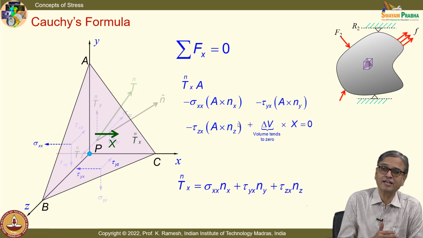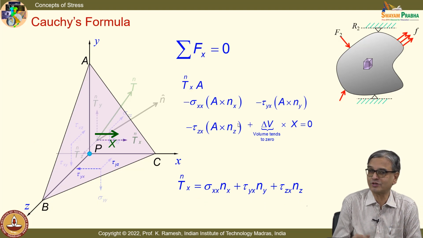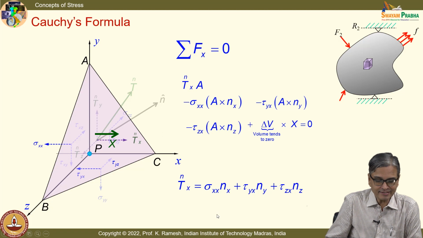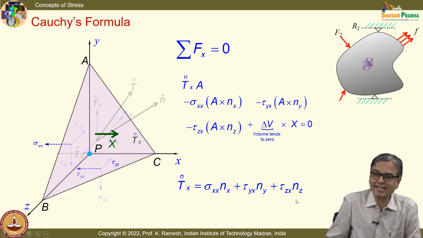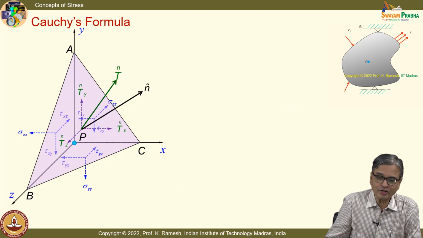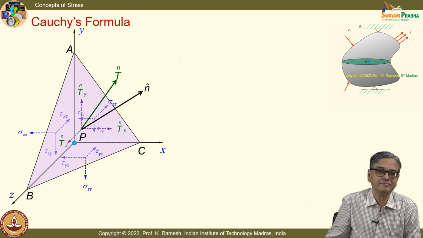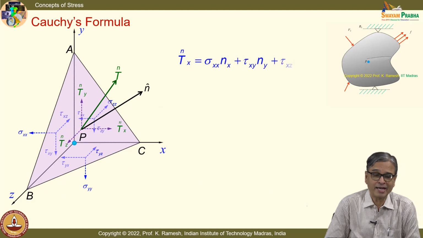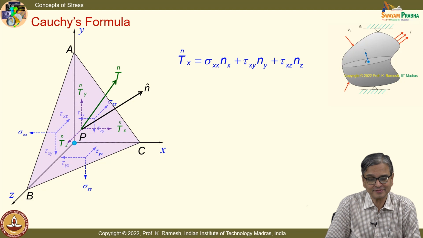But in the last class, I also wrote the final expression in a different manner. Not all of you have noticed it. Now, let us read this expression. We got this as Tnx equal to sigma xx nx plus tau yx ny plus tau zx nz. Like this, we determined it for all the three directions. But when I summarized it, I wrote it in a different fashion. I am happy that at least one student noticed it.